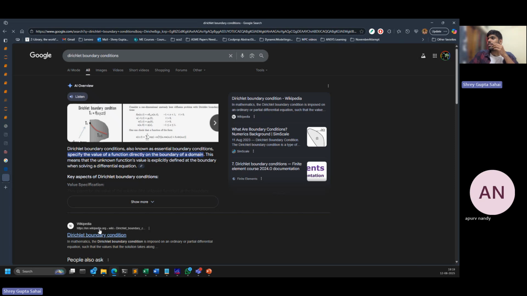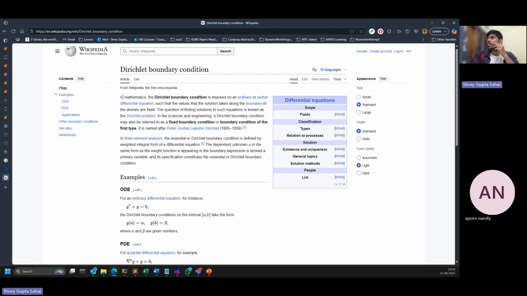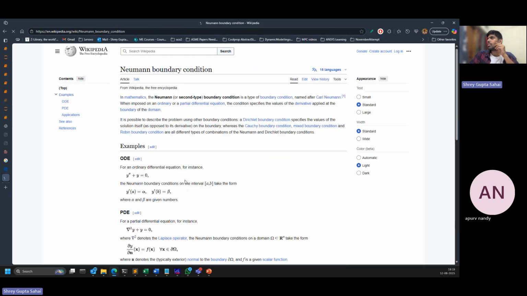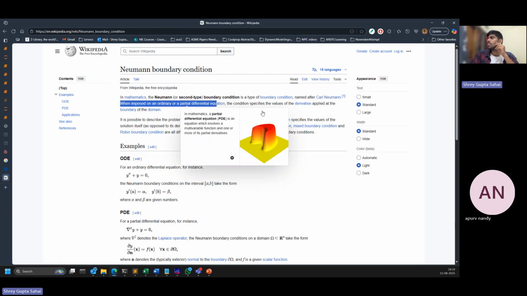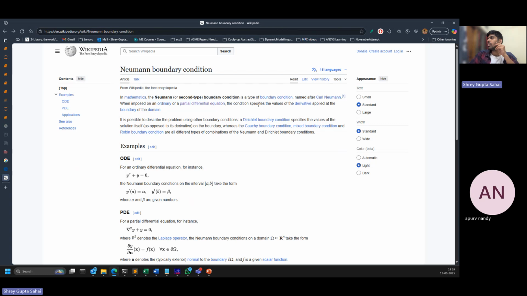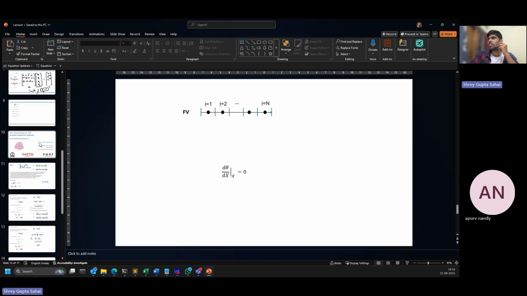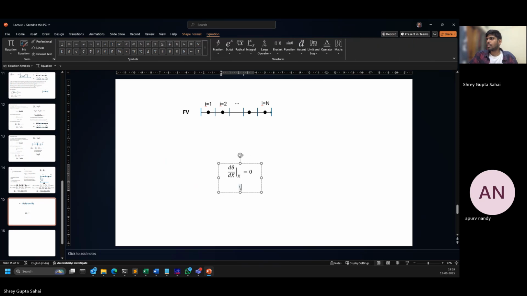So Dirichlet boundary condition is this one. It says that the value the solution takes along the boundary is fixed. Neumann boundary condition, when imposed on an ordinary differential equation, specifies the value of the derivative. So I meant Dirichlet only, which is the case we are having right now. The boundary condition is theta of x equals 0 is, let's say, 0. This is the boundary condition we have right now.